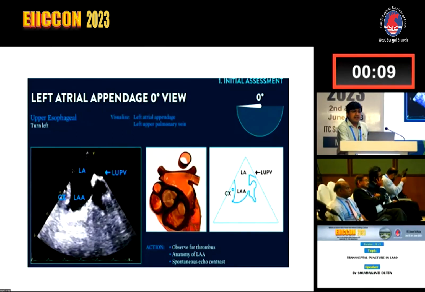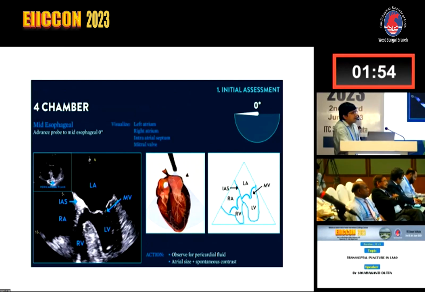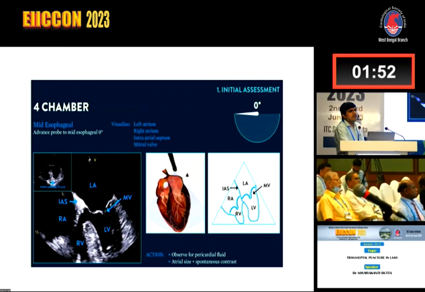And it is close to two things. Number one, the LCX artery, and the left upper pulmonary vein. So we have to take care of these two things. The four-chamber approach in the transesophageal approach is absolutely necessary to measure the height of the puncture, because generally it is done within 2 to 2.5 centimeter of the crux. That means the mitral or tricuspid crux anatomy.